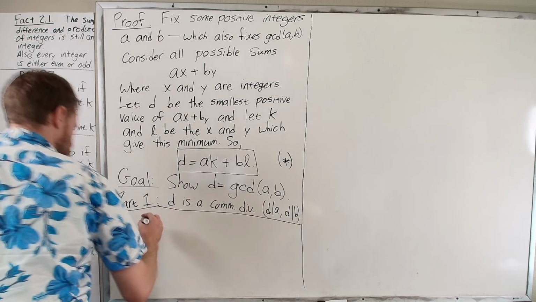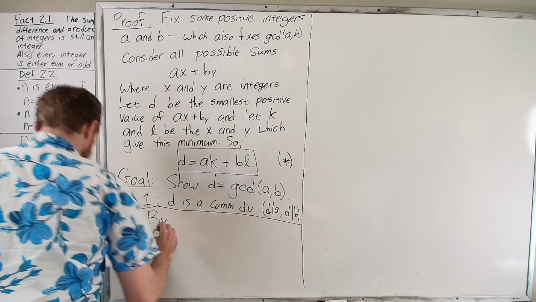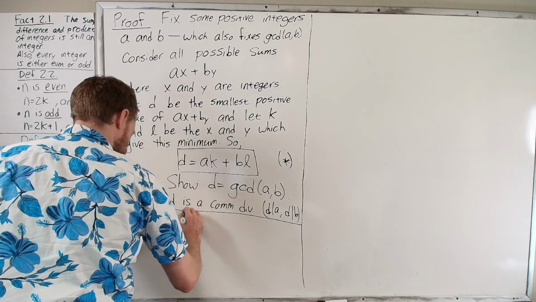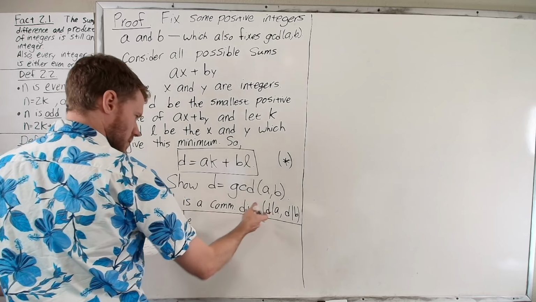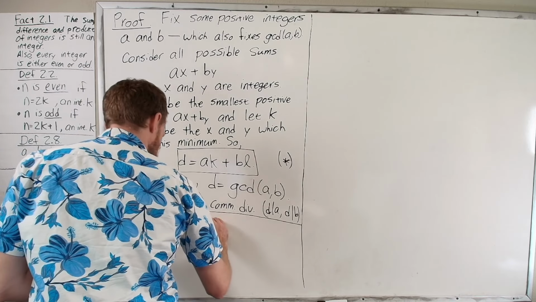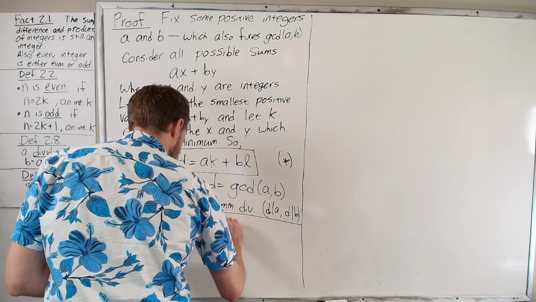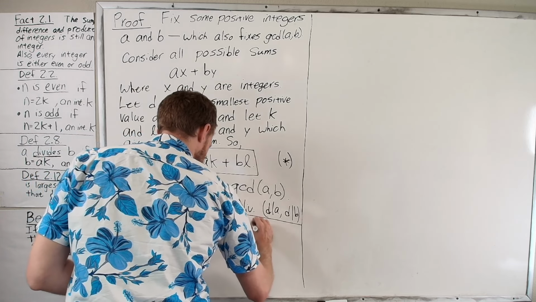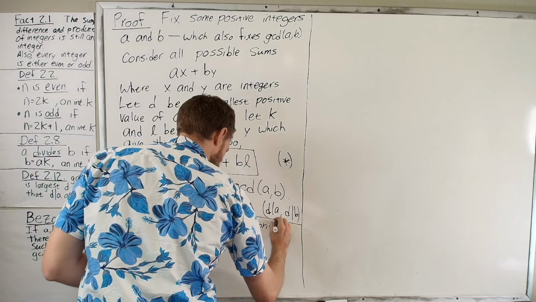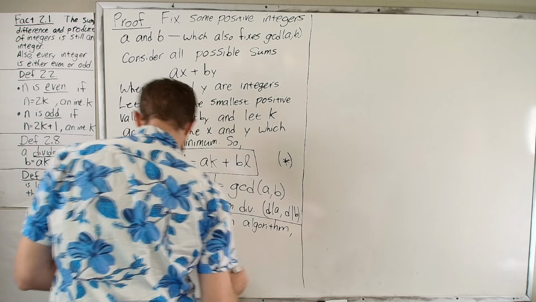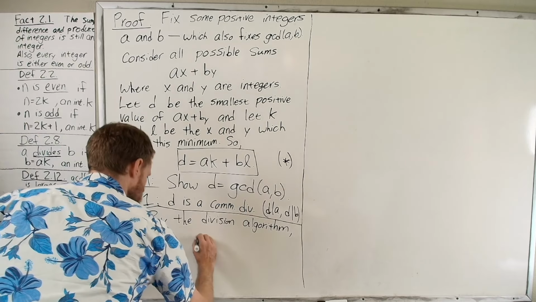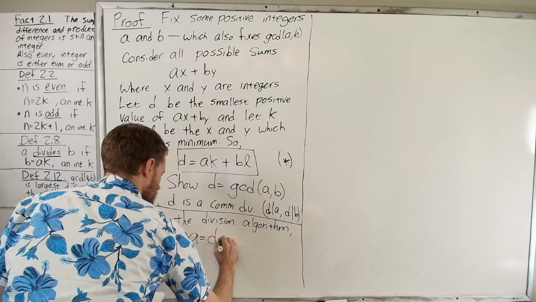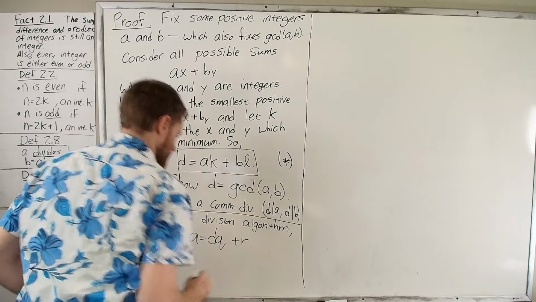The division algorithm, which we did last time, which says that any 2 integers, D and A, can be expressed as DQ plus R.